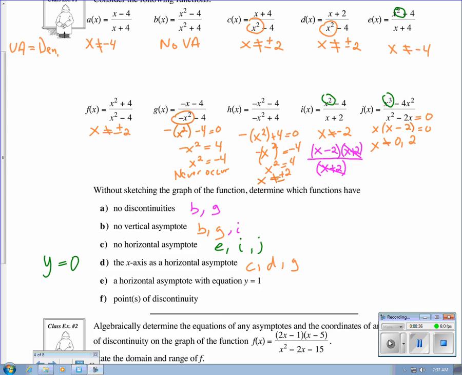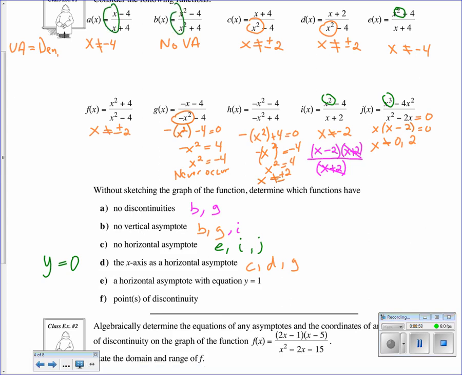Now, when do I get a horizontal asymptote that's equal to y equals 1? Well, they occur when the degree of the numerator and the denominator are the same, and the coefficients of those leading terms are also the same. So we're looking at some of the letters that are left where the degree is identical. 1 and 1, 1 and 1, negative and negative, both squared, 1 and 1.